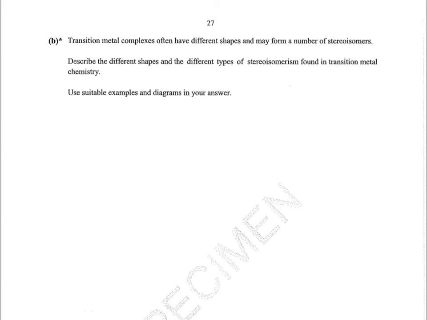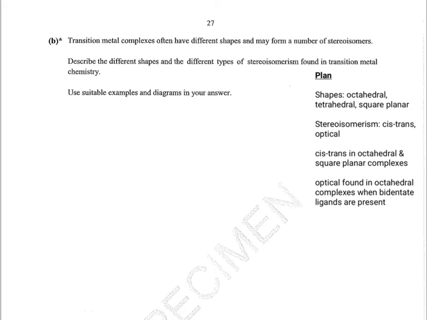So this one says transition metal complexes often have different shapes and may form a number of stereoisomers. It says, describe the different shapes and the different types of stereoisomerism found in transition metal chemistry, and use suitable examples and diagrams in your answer.